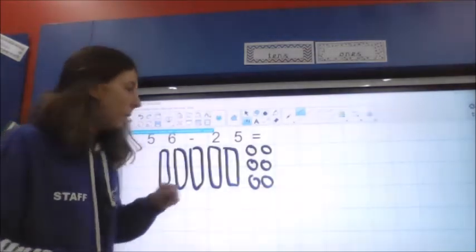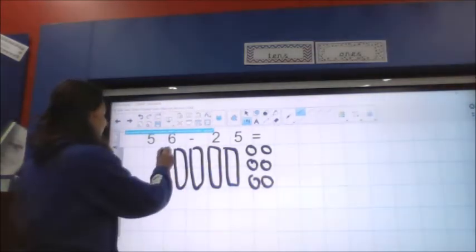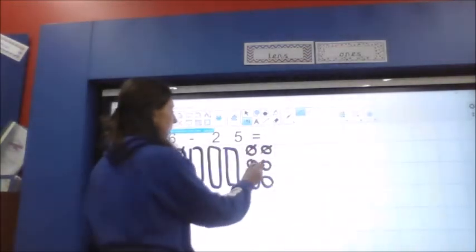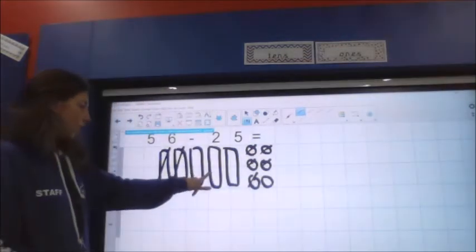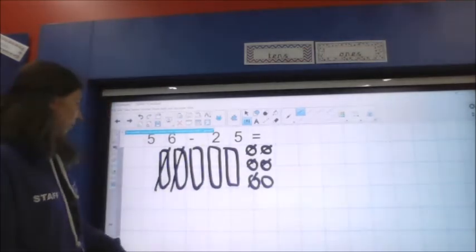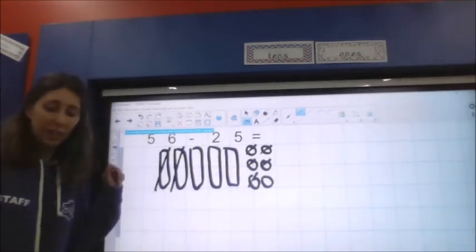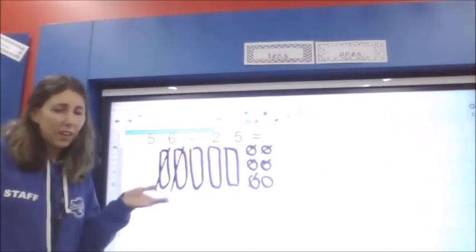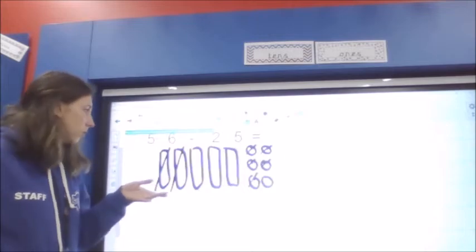Because I'm taking away, I can just take away 2 tens and I can take away 5 ones. 2, 3, 4, 5. So I can see that I've got 3 tens left and I've got 1 one. Okay, so this time is a little bit different. Because I'm taking away, I can cross the tens and the ones off.